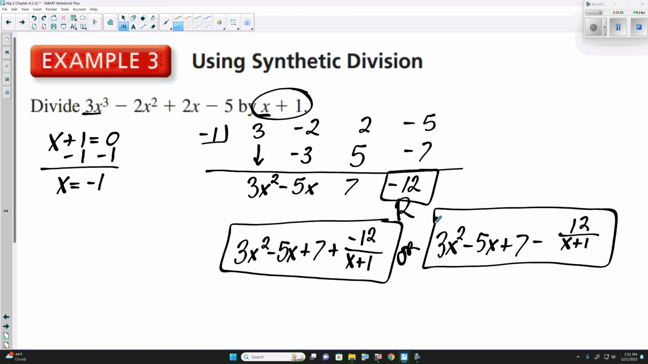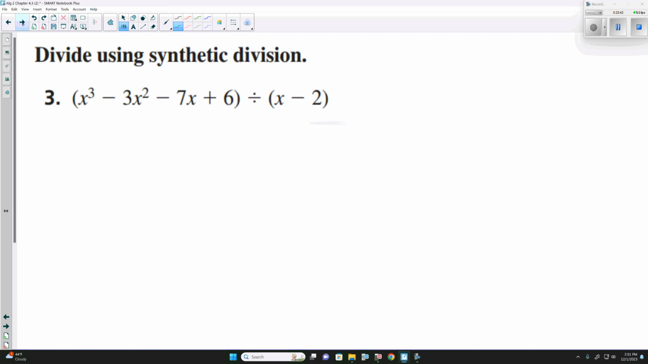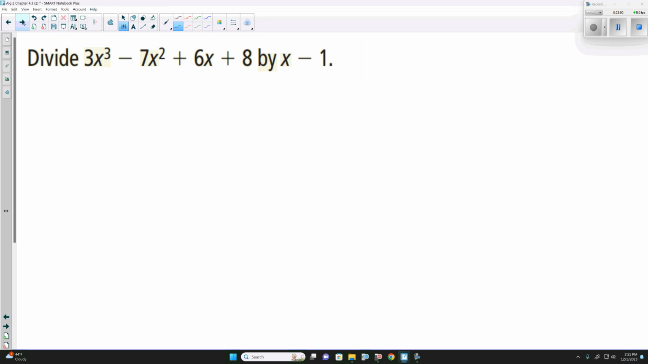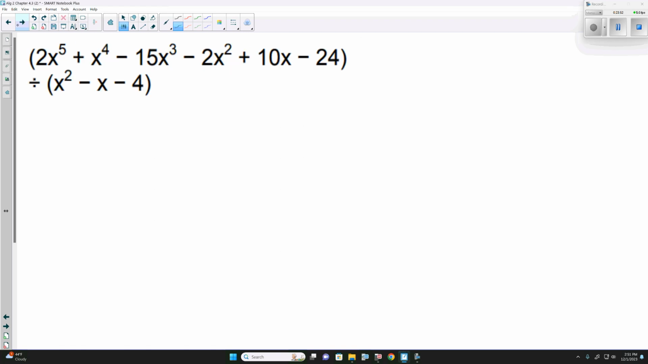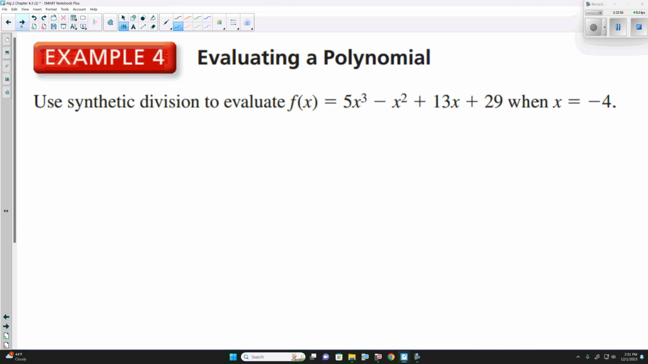Questions on any of this here? What do we think of synthetic division? We like it a little better than long division? Do we need to see another example of one of these? We feel good with these here? In that case, we're going to jump ahead to this here, evaluating a polynomial using synthetic division.